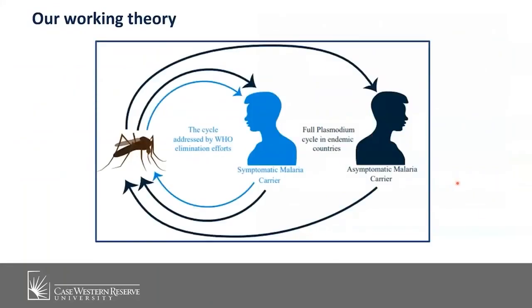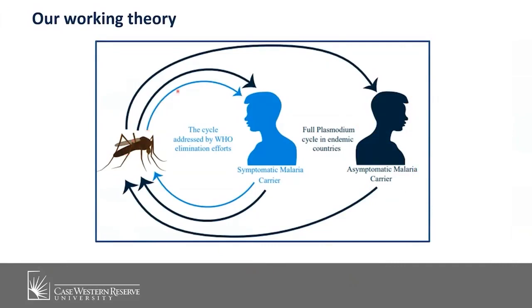As I said, there are many things that have been theorized that are contributing to why reality is not necessarily matching up with our expectations of elimination. But my lab has a particular favorite, and that is the existence of these asymptomatic individuals in all endemic populations, which carry the parasite and thus can feed the parasite back to the mosquito without being detected.